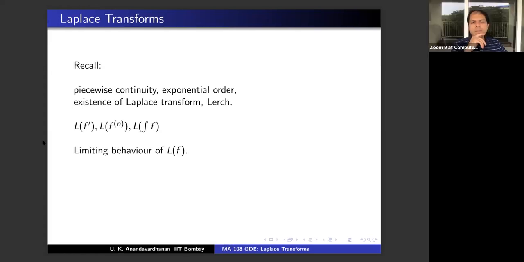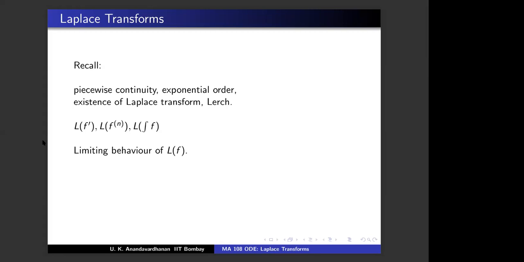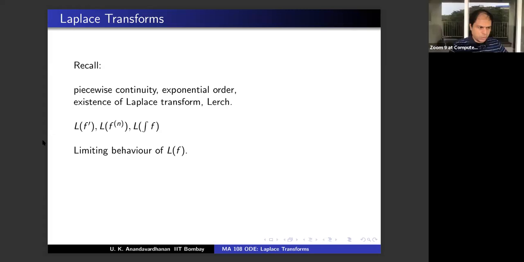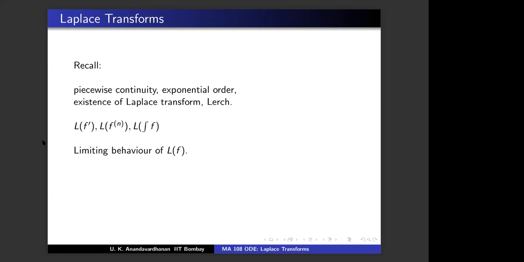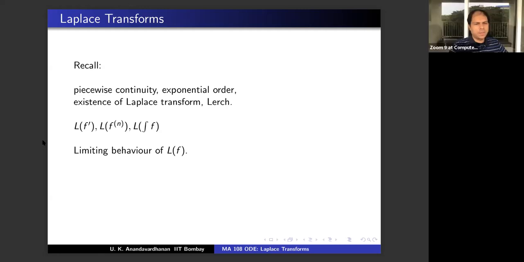Then we proved the limiting behavior of L of f. What does that mean? When s tends to infinity, what must the value be? Not a finite value, it has to be 0, for normal functions. We proved this. Did we prove this?